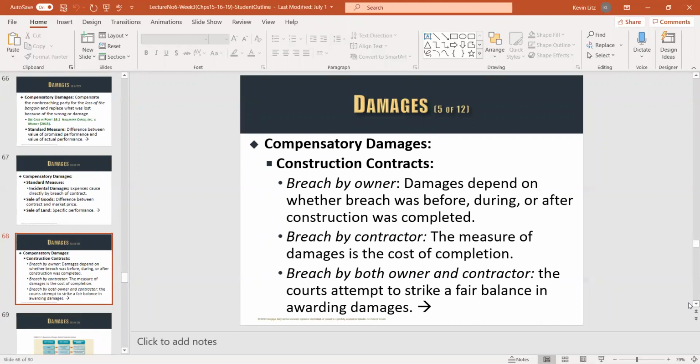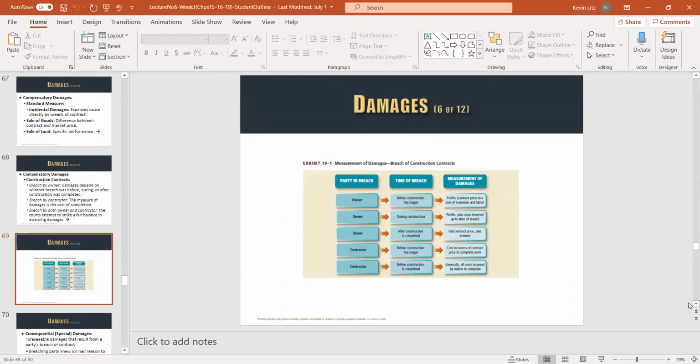Compensatory damages, I'll let you look at the things that a judge can order for construction contracts. Here's a nice measurement of damages graphic for you on construction, for example.